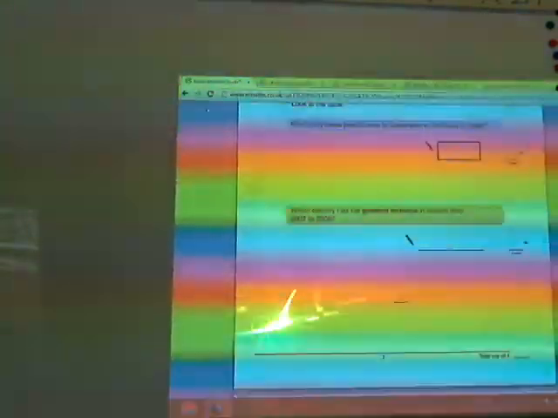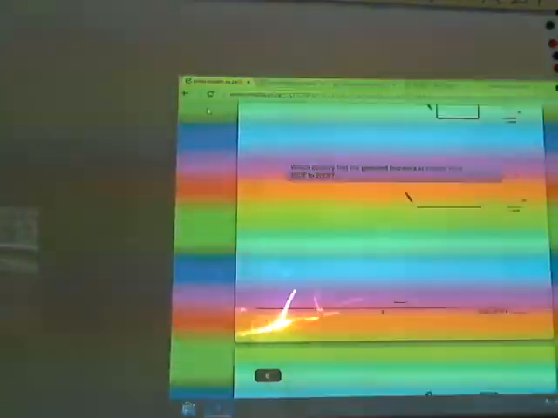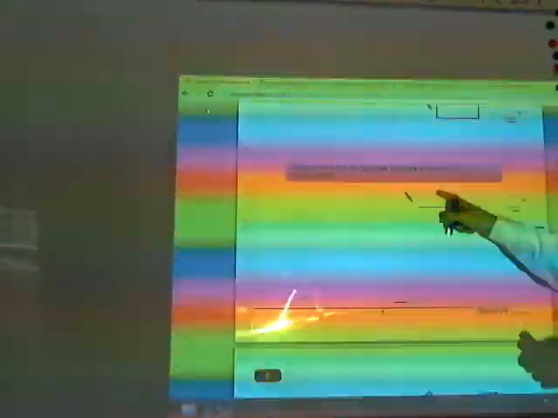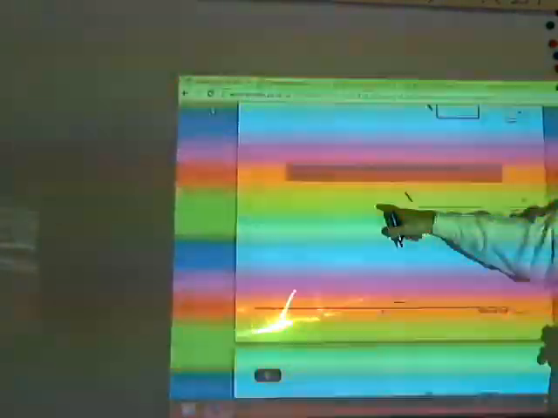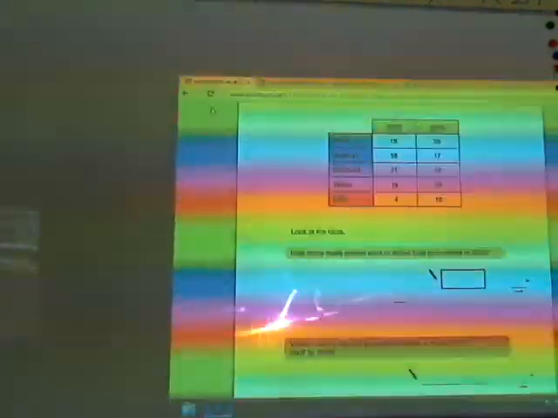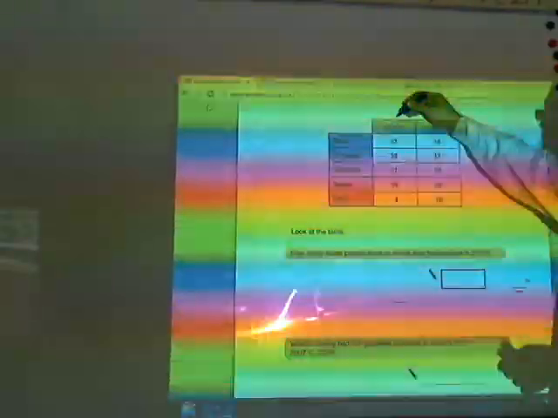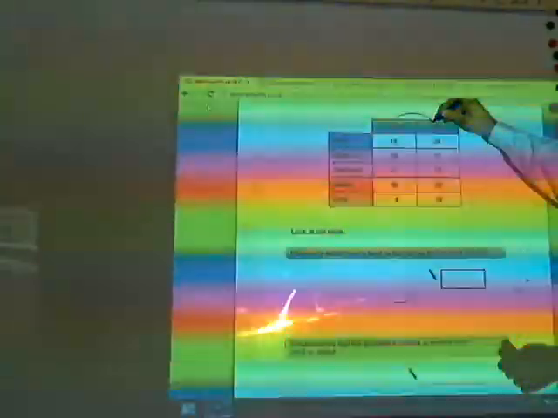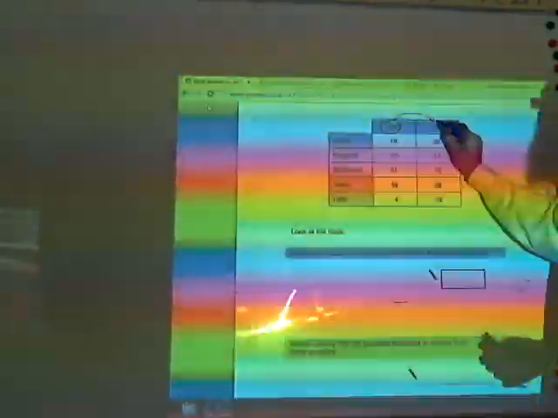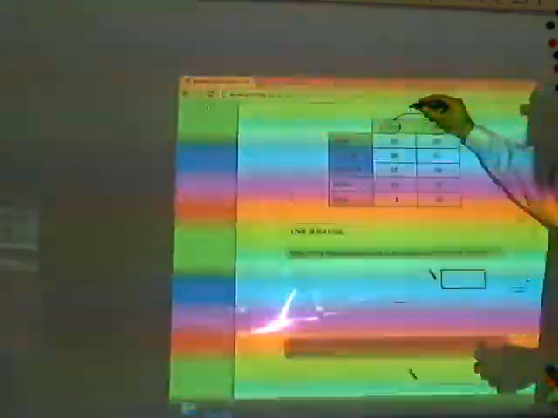You need to wake up. Okay, which country had the greatest increase in visitors from 2007 to 2008? Let's bring down the table again, please. Right, from 2007 to 2008. So we're going from this column to that column, and we want to know how much did it increase by, how much more was it?